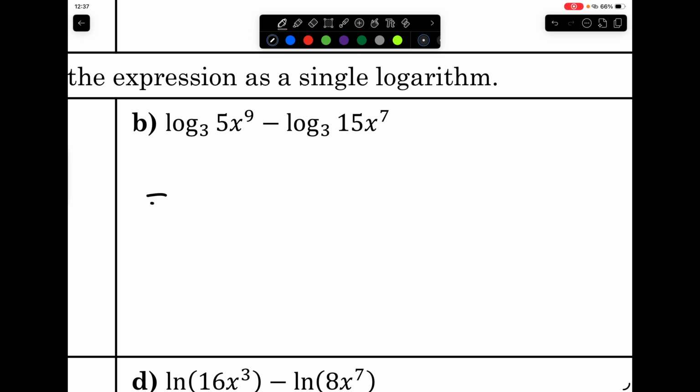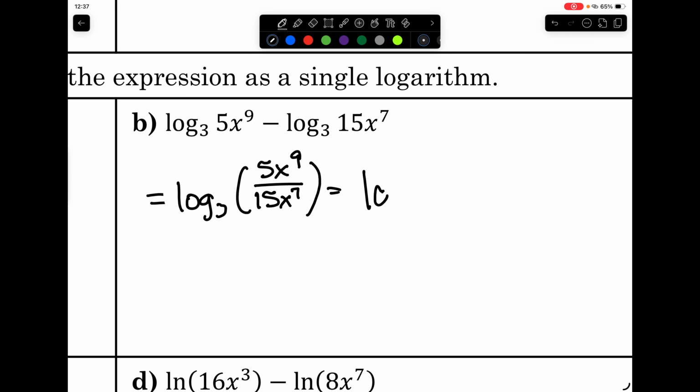So for this example, I can write this as the log base 3, not natural log, log base 3 of 5x to the ninth divided by 15x to the seventh. I'm just going to now simplify that. Well, 5 divided by 15 equals a fraction. That is not 3, it's 1/3. We can reduce that by dividing both those by a common factor of 5. And we can divide the x's by subtracting those exponents, which is x to the second power.